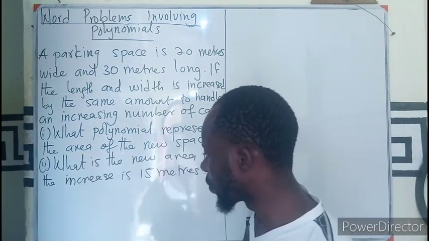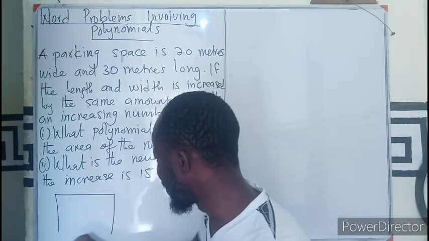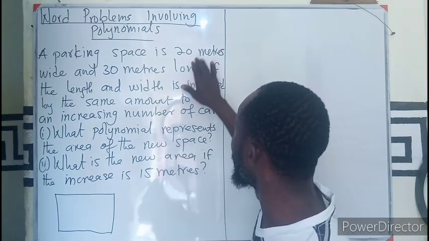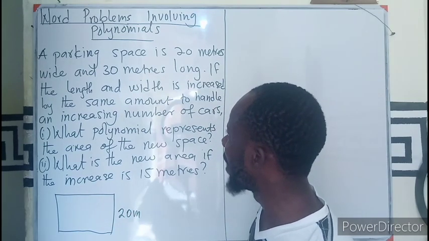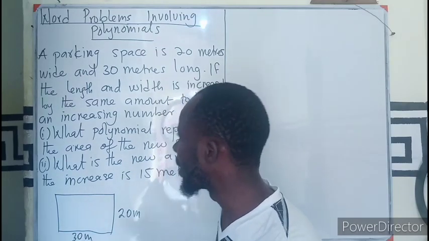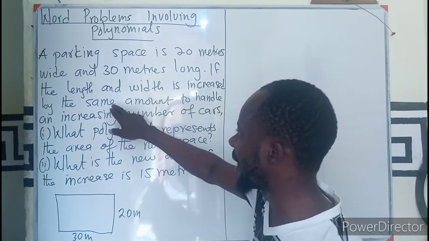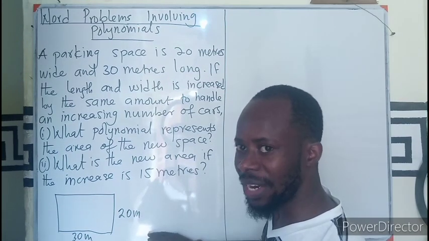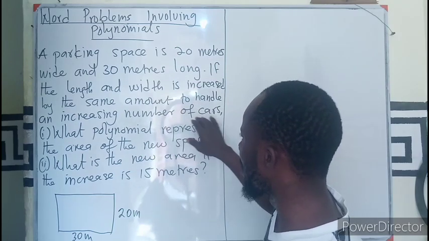A rectangle. So if I have this as the parking space, we are saying that the width is going to be 20 meters, then we are going to have the length as what? 30 meters. Okay. So if the length and the width are increased by the same amount, meaning if you increase here by 10 meters, here will be increased by 10 meters, to handle an increasing number of cars.